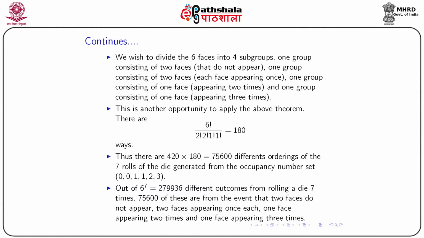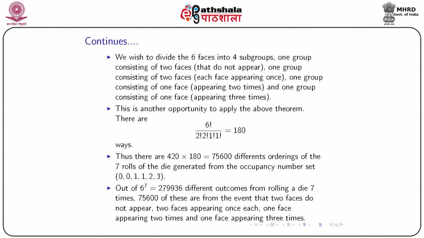This is another opportunity to apply the above theorem, and if we apply it, we will have 6 factorial over 2 factorial into 2 factorial into 1 factorial into 1 factorial, that means 180 ways. So in total there are 420 into 180, that is 75,600 different orderings of the 7 rolls of the die generated from the occupancy number set 0, 0, 1, 1, 2, 3.